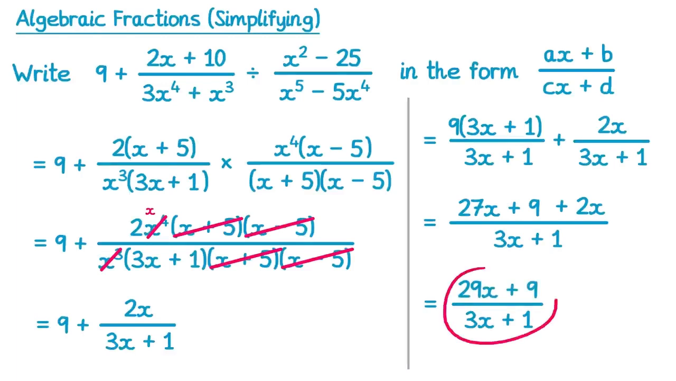You can now see that this answer here matches the form given in the question. The value of A is 29, B is 9, C is 3, and D is 1.